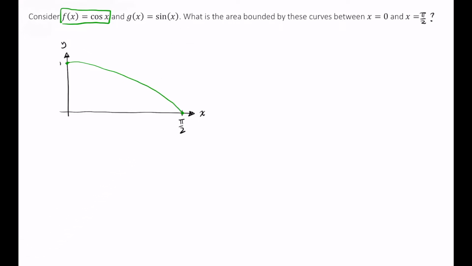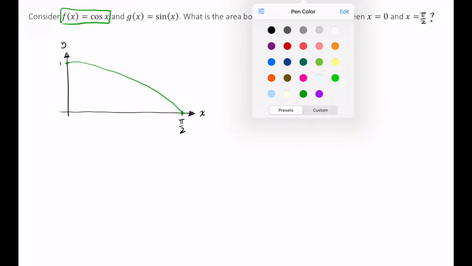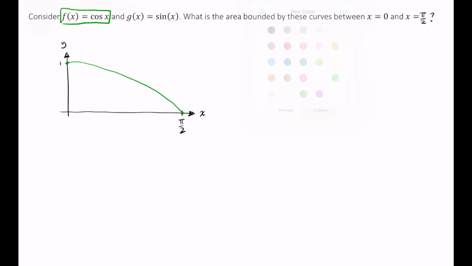Now let's take a look at sine. I'm going to sketch sine here in pink. And sine intersects the origin, and at pi over 2, it has an output, a y value of 1. So that would be right about here.